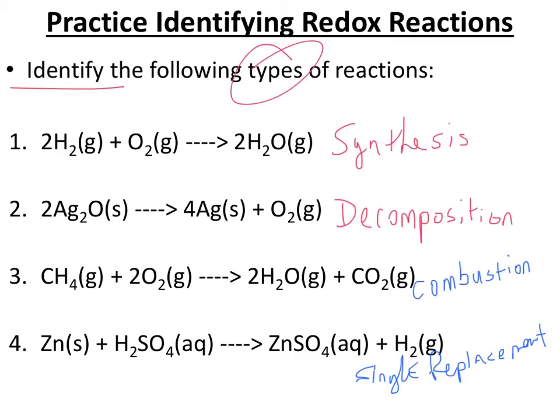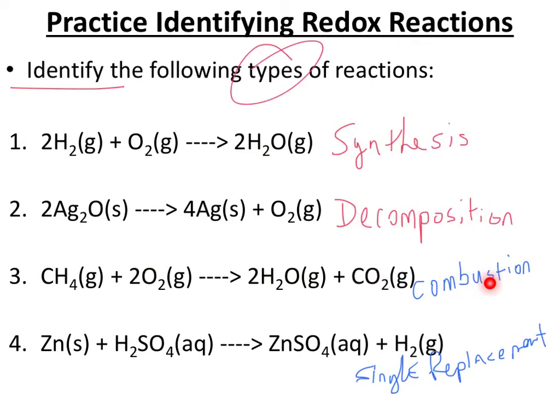All right, guys, so I've got the 4 answers here. This first one, synthesis, I've got 2 reactants forming 1 product. That's the definition of synthesis. Number 2, I've got 1 reactant that breaks down to form multiple products. That's the definition of decomposition. Third one, I've got a molecule, I've got oxygen, reacts to form H2O and CO2. That's the definition of combustion reactions that I gave you.